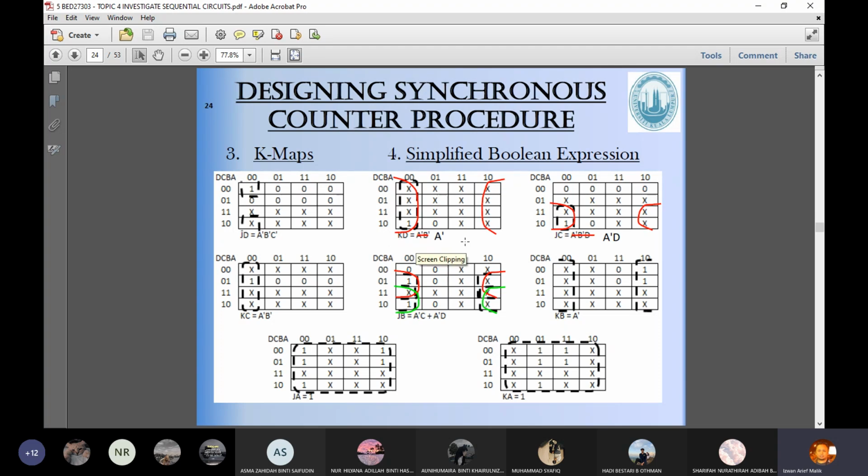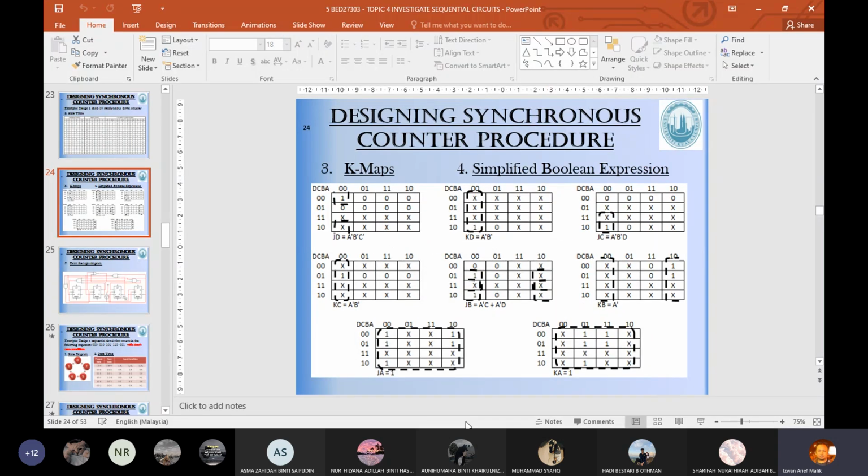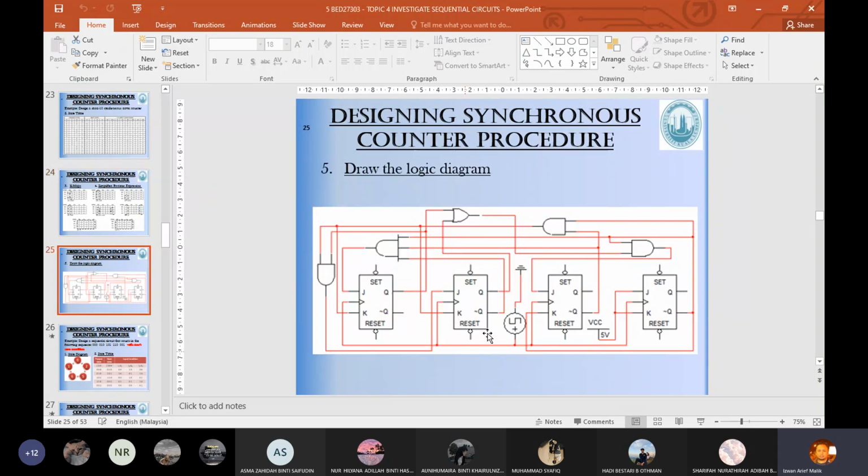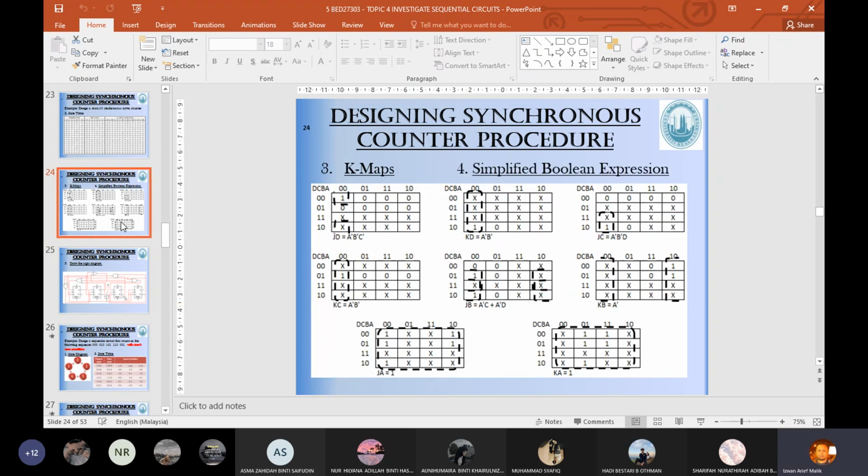KD A bar dan yang ni tadi JC pun A bar dengan D, so kena guna gate lain lah. Meaning that my drawing ni ada salah sikit. Okay, so this table nanti saya dah ada new one that I have just uploaded just now. So nanti saya akan upload semula kepada e-learning lah, yang ada salah sikit tadi.